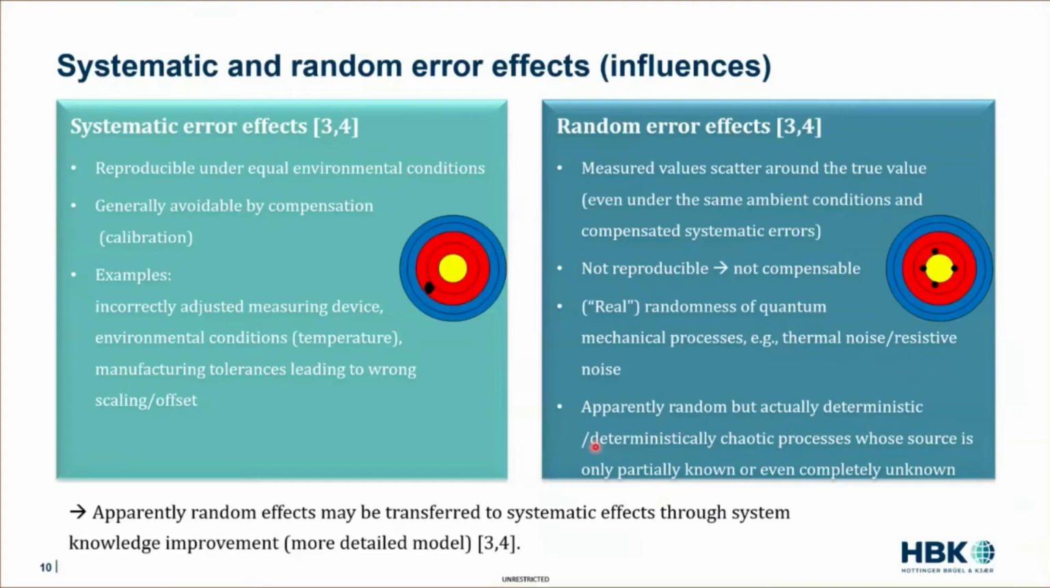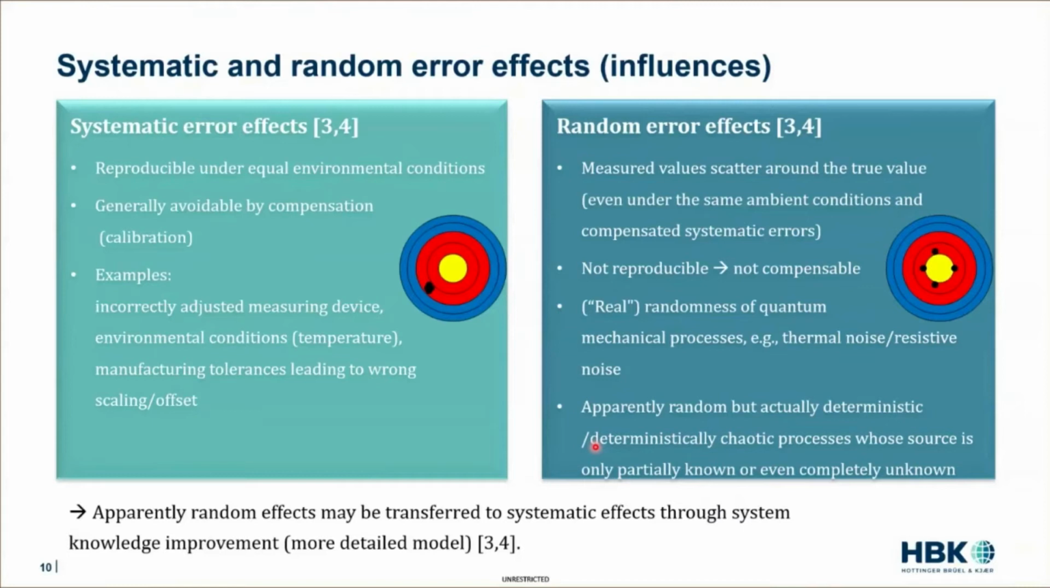And these random error effects lead to measured values which scatter around the true value. And this is also the case if we compensate the systematic errors and if we have the same ambient conditions, or let's say apparently the same ambient conditions. These errors are therefore unfortunately not reproducible, and we cannot compensate for them.